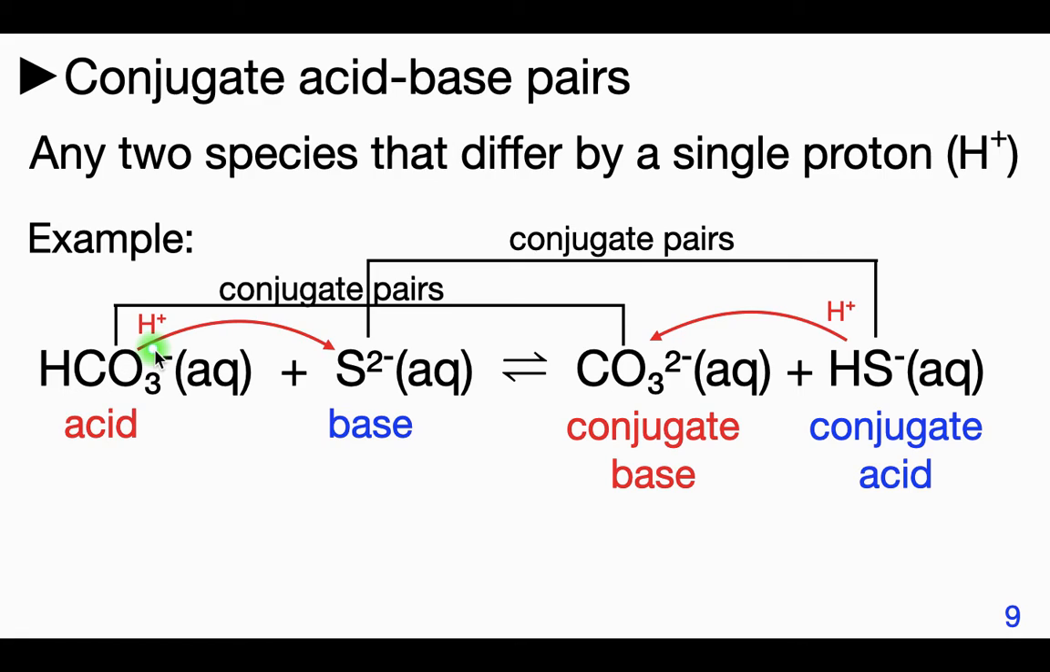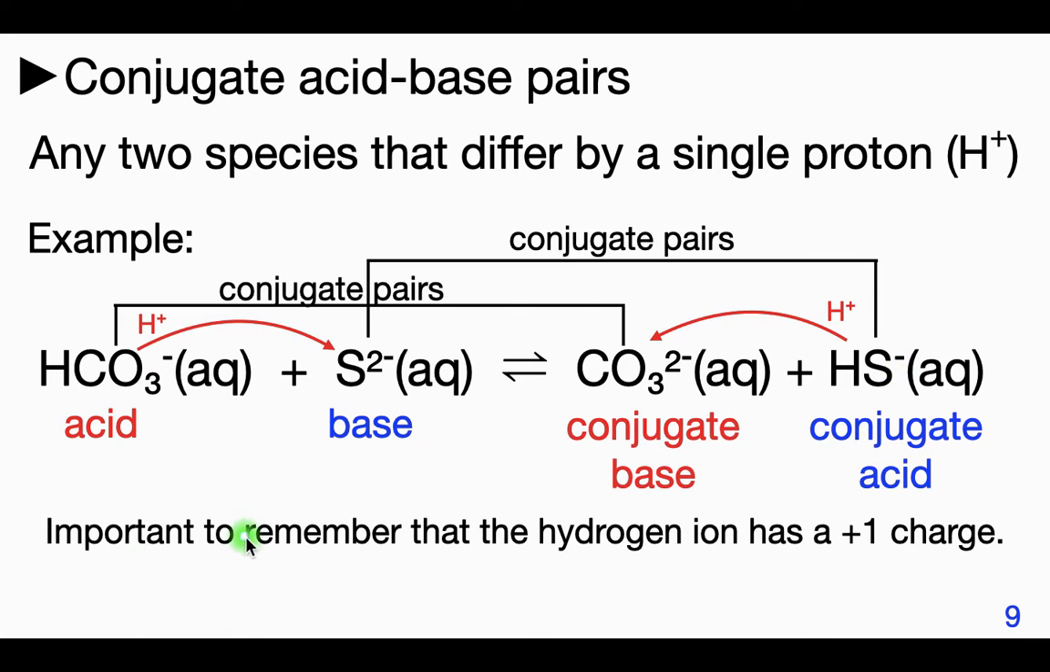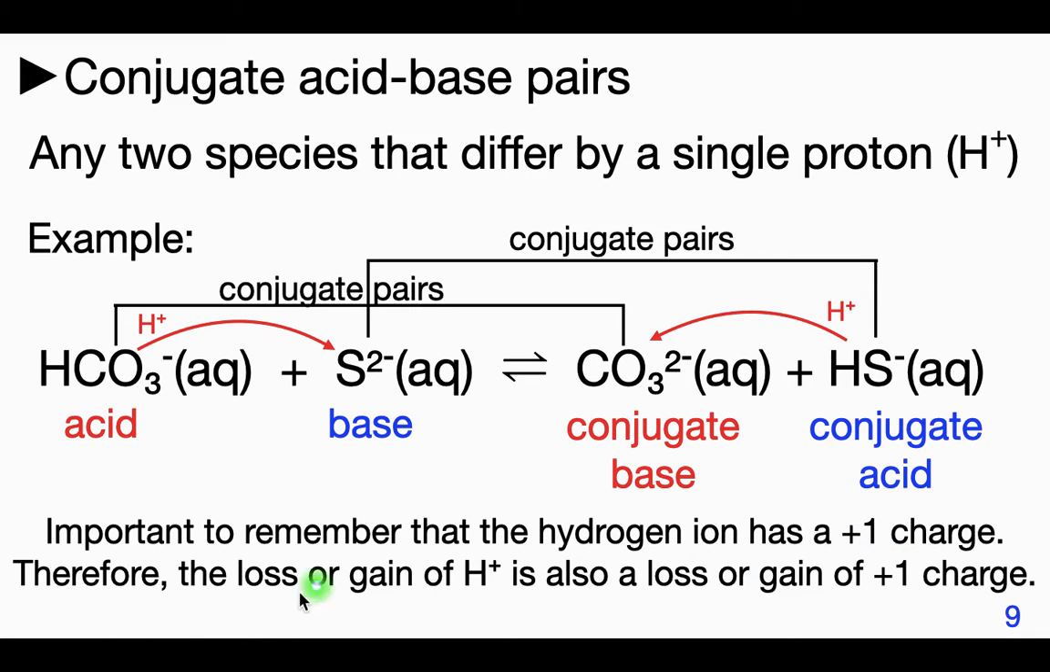No, the difference between an acid and its conjugate or a base and its conjugate is a hydrogen, and that's it. Now note, it's important to remember that the hydrogen ion has a positive 1 charge. Therefore, the loss or gain of a hydrogen ion is also a loss or a gain of a positive charge.